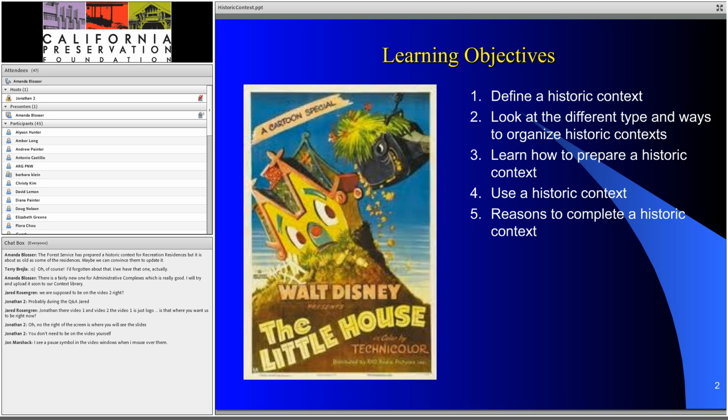Number one, define a historic context, so we'll learn exactly what they are. Second, we'd like to look at the different types and ways to organize historic context. Then we'll talk about how you actually prepare a historic context and then finally how to use a historic context. And I think the reasons are fairly obvious, but we'll talk about a couple of the reasons that you would want to prepare a historic context.